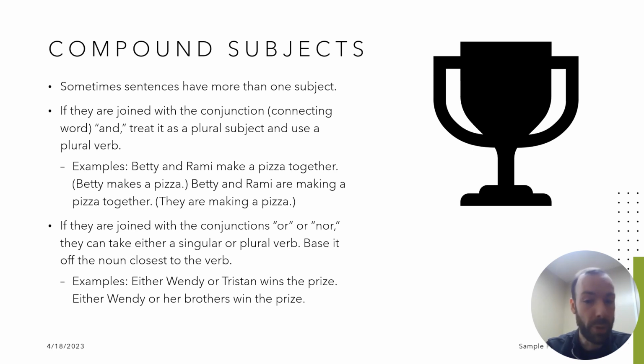However, here's a slightly different sentence. Either Wendy or her brothers win the prize. Here we've got a compound subject. And the second subject, the one that's closest to the verb, is a plural. It's the word brothers, which refers to more than one brother. So you can see that we're using a plural verb, win, without an S on the end. Either Wendy or her brothers win the prize. So when you're using these conjunctions or nor, use either a singular or plural verb based off the noun closest to the verb.